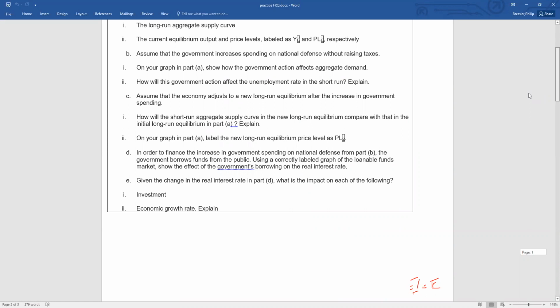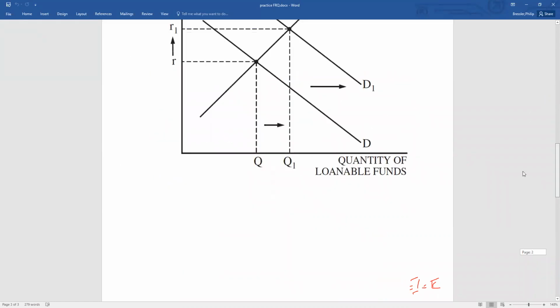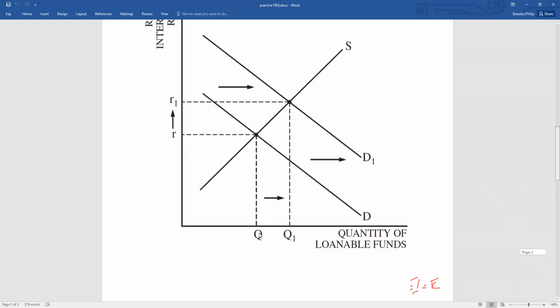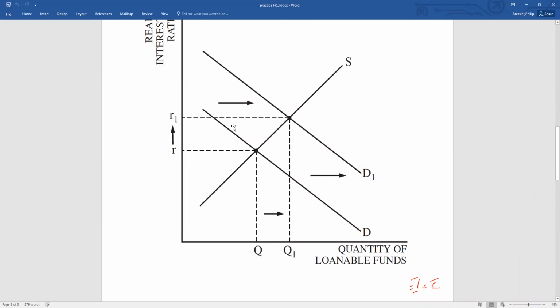In order to finance government spending on national defense, the government borrows funds. All right, whenever they have a government surplus, deficit, spending, I'm thinking loanable funds graph, okay? And they say use a correctly labeled loanable funds graph. All right, there is my loanable funds graph. R, it's real interest. I go R and Q. I shift because of government spending. Remembering demand is business investment and government spending. Supply is budget deficit, surplus, and savings. I shift demand to the right, okay?